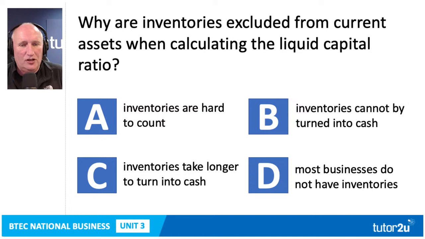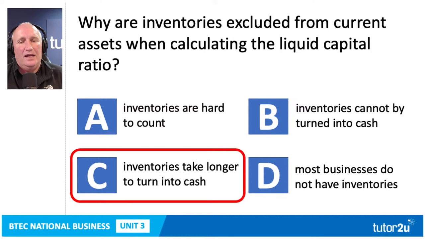What do we think? It's a hard question, that, but it goes to the heart of what the liquid capital ratio is all about. Let's take a look, shall we, at the correct answer. We've got some answers coming in. Good to see. It is indeed C. The reason why we don't include inventories in current assets, or we take it away from the total of current assets, is because inventories typically, not always, but typically take longer to turn into cash. There's less ability to turn those into cash. And really, that's what liquidity is all about.